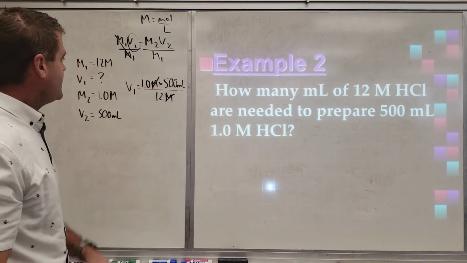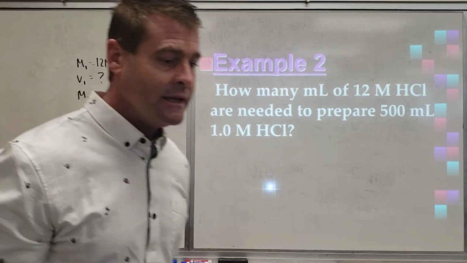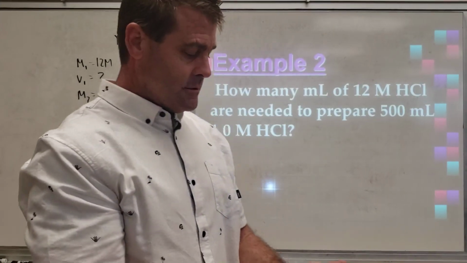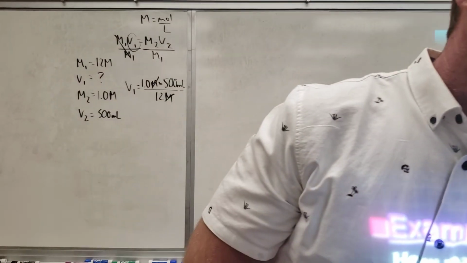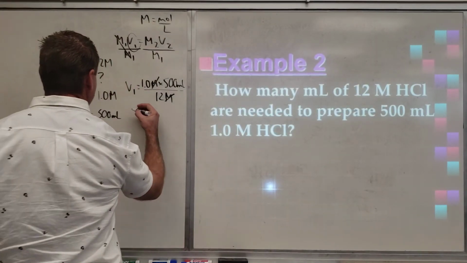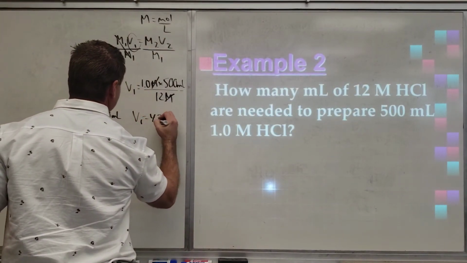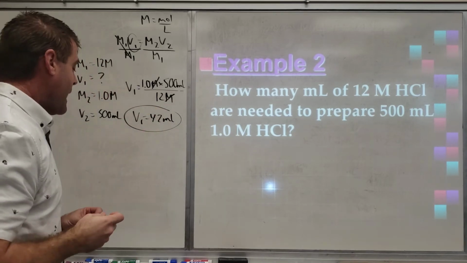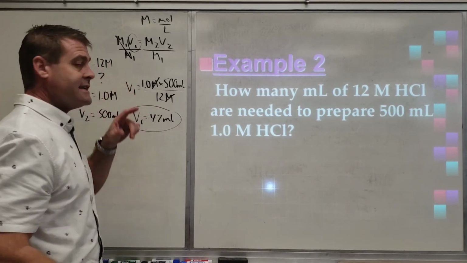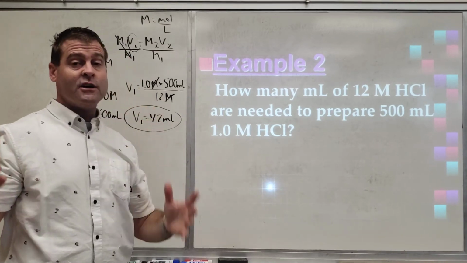So 1 times 500 is 500, divided by 12. Some of you math geniuses might be able to do that in your head. I can't. And I get 42. And you see it's milliliters. Now, at this point, I wouldn't just be satisfied if you could get, quote, the right answer, but not really know what you did.